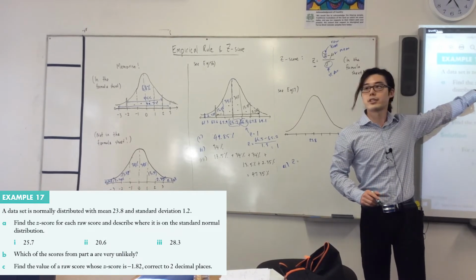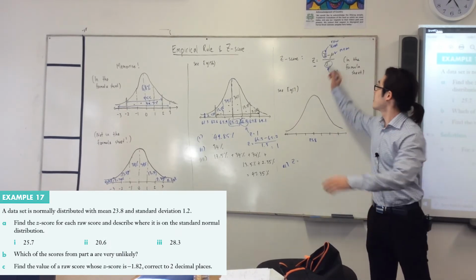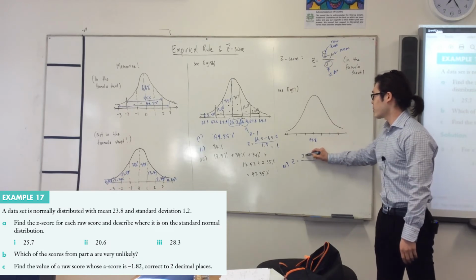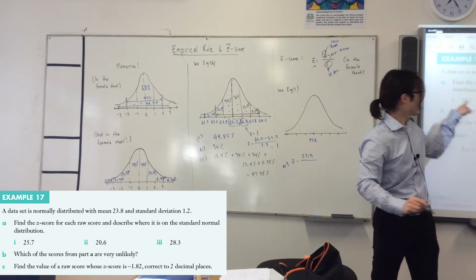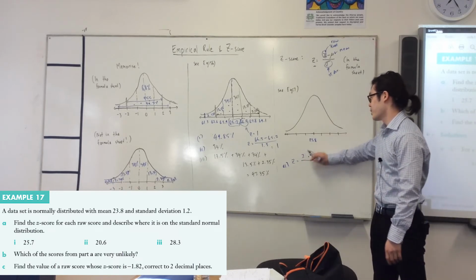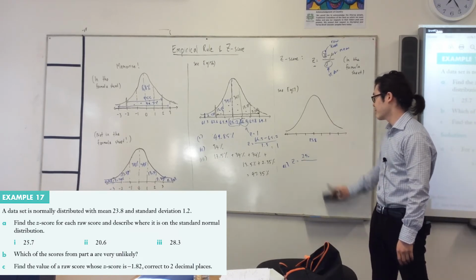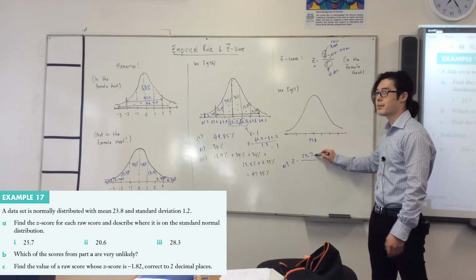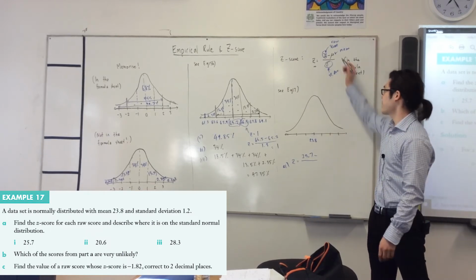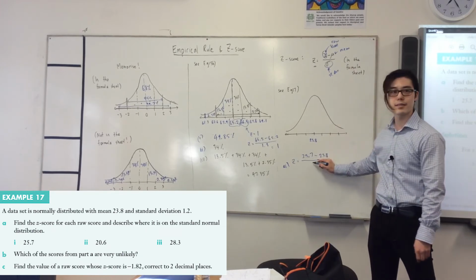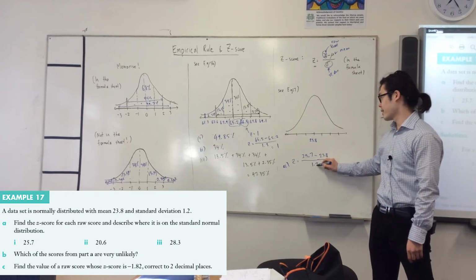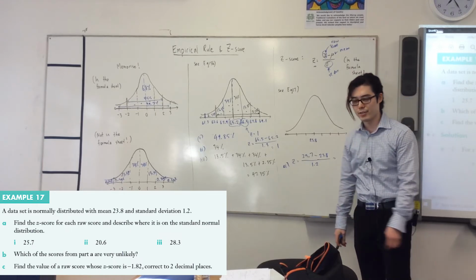Find the z-score for each raw score. So, what's the number there? 23.5? No, 25.7, sorry. I'm not awake yet. I made a mistake. What's the mean? Oh, it's right there. And what's the standard deviation given? 1.2. Okay. And that will give the answer. Sorry for wasting your time, but you get the point.